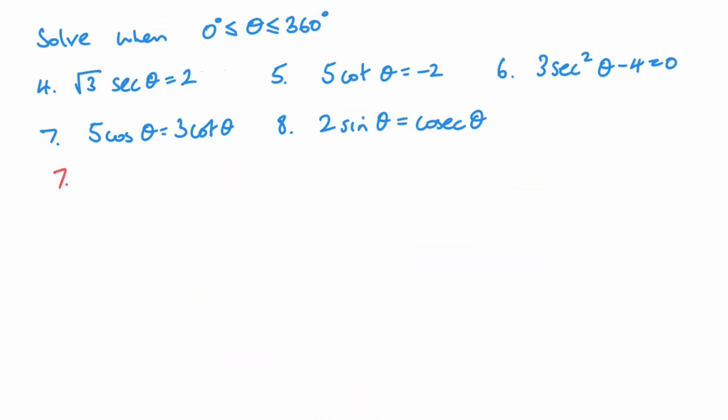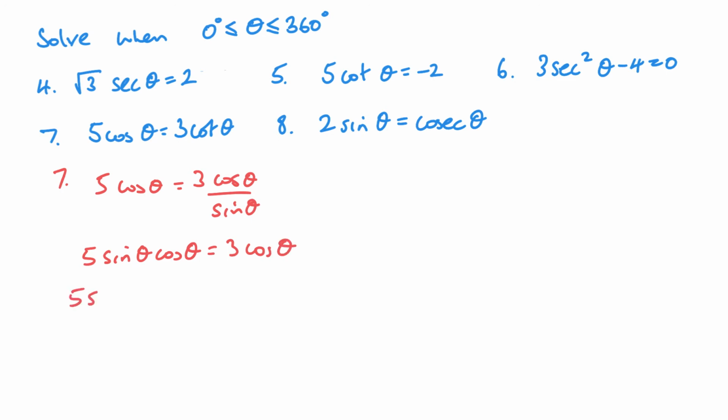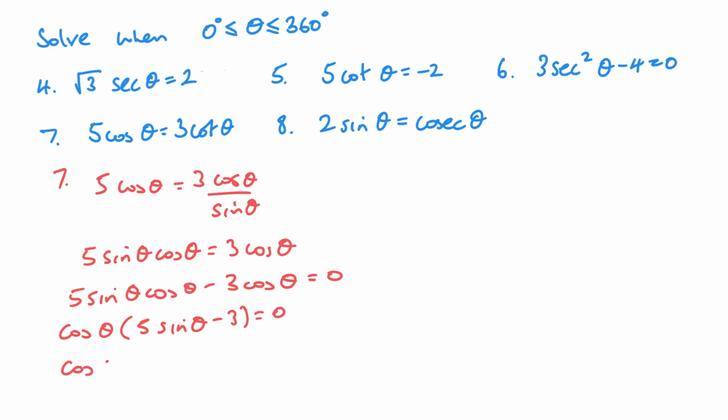Okay, number 7, similar to one I did earlier. So I change the cot into cos theta over sine theta, multiply by the sine theta, take everything to one side, and factorize. So cos theta equals 0 or 5 sine theta minus 3 equals 0. So sine theta equals 3 over 5.